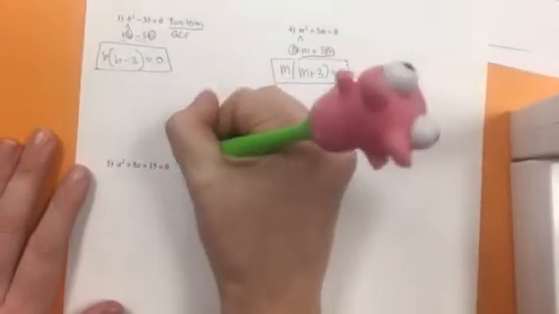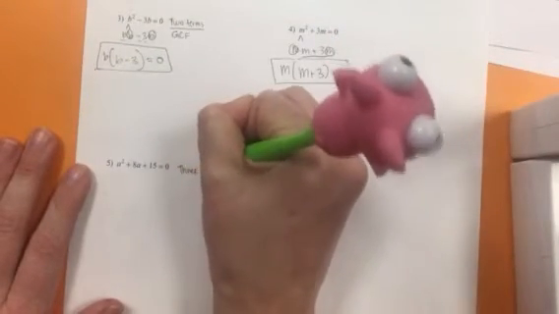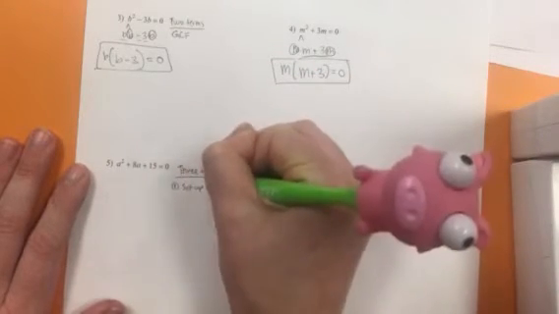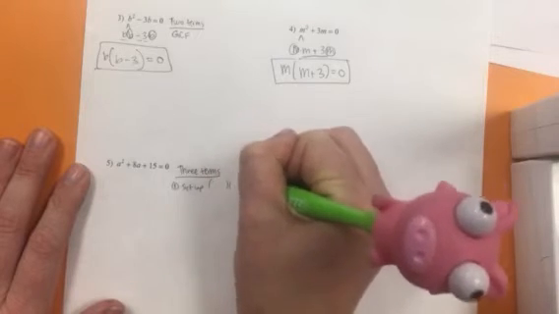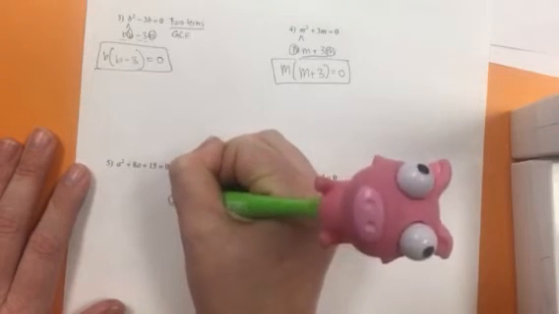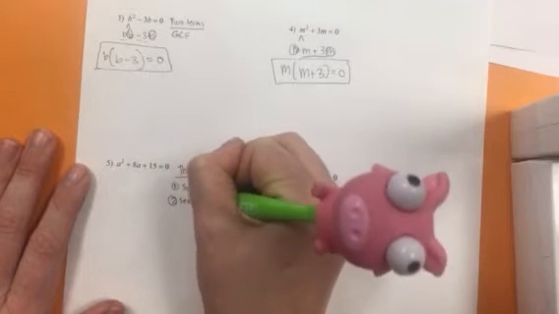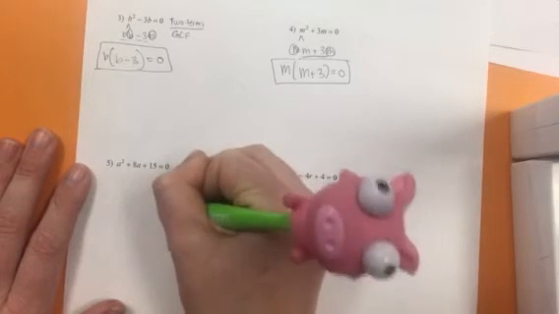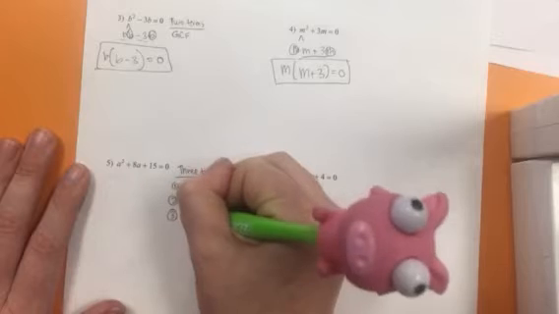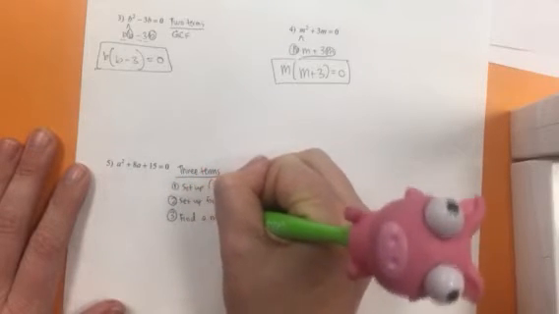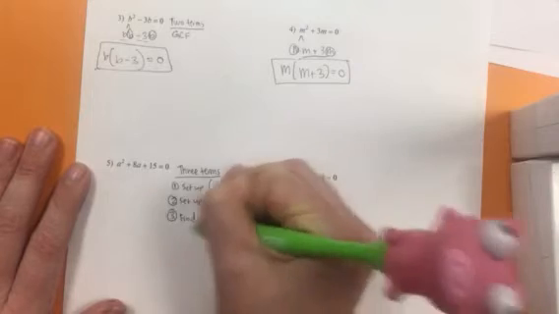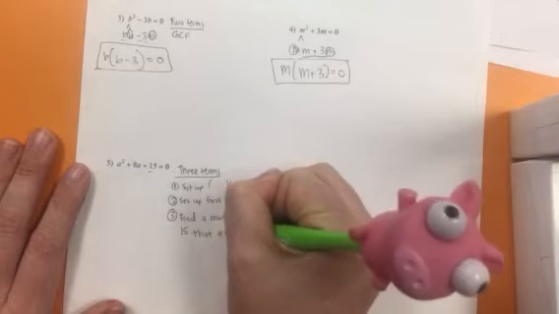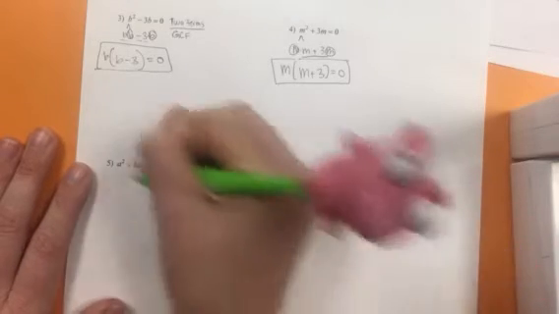On number 5, now we get into when there are 3 terms, which means we are going to first set up parentheses. Then we're going to set up first terms. Then we're going to find a multiple of 15 that adds to 8.